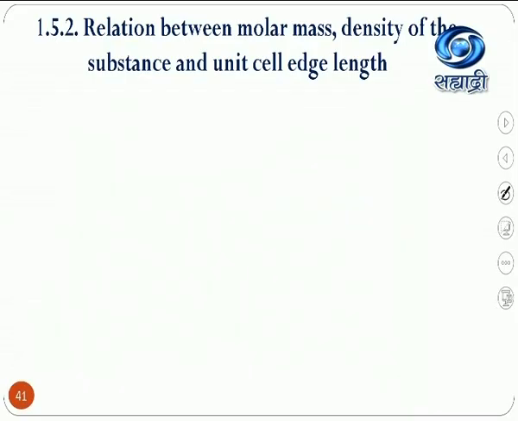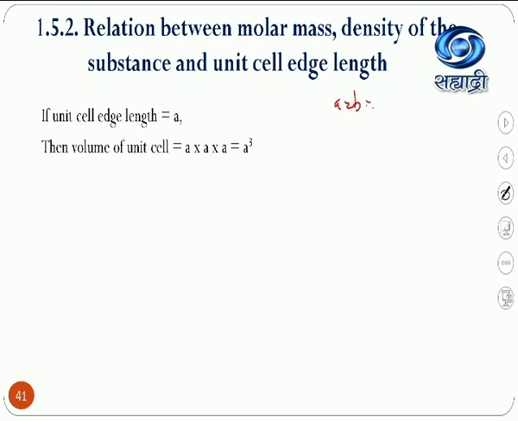What is the relationship between the molar mass, density of the substance and unit cell edge length? Now we are going to discuss that. The unit cell edge length is designated as a. In the case of a cubic system, where a is equal to b is equal to c, all sides are considered as a.